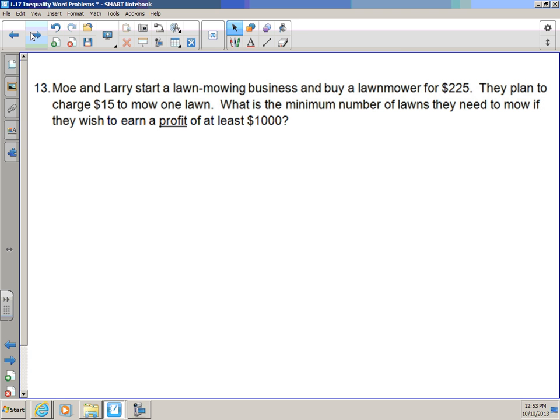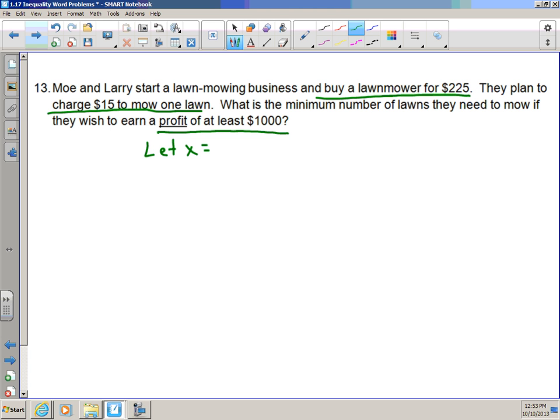Mo and Larry start a lawn mowing business. How many people know who Mo and Larry are? They buy a lawnmower for $2.25, and they charge $15 to mow a lawn. They want to earn a profit, we'll get to what that means, of $1,000. So what do we know? Let x equal the number of lawns.